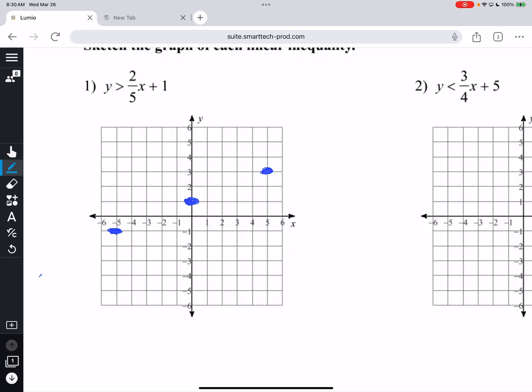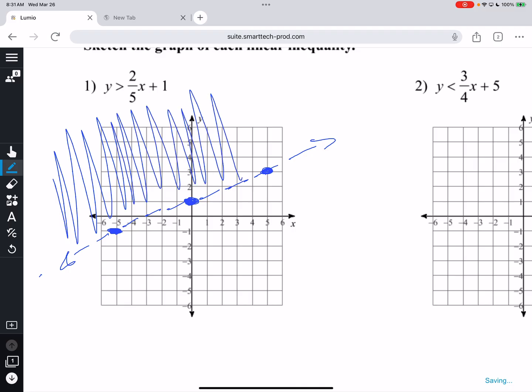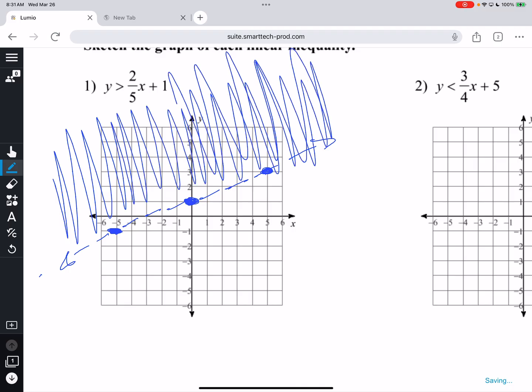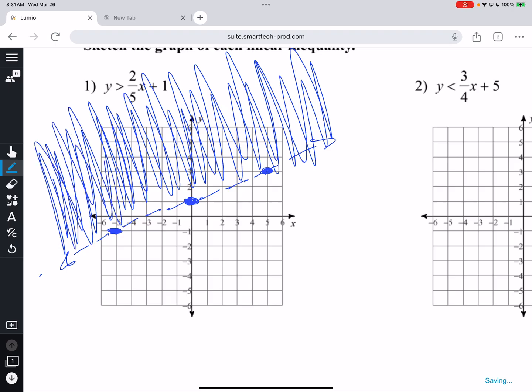So I'm going to just do some slashes to make this dotted, and I'm going to put my little arrows on it. Is this a greater than or a less than? Greater than. So where do we shade? Above. And there we have it. We are good. All right. You do number 2.